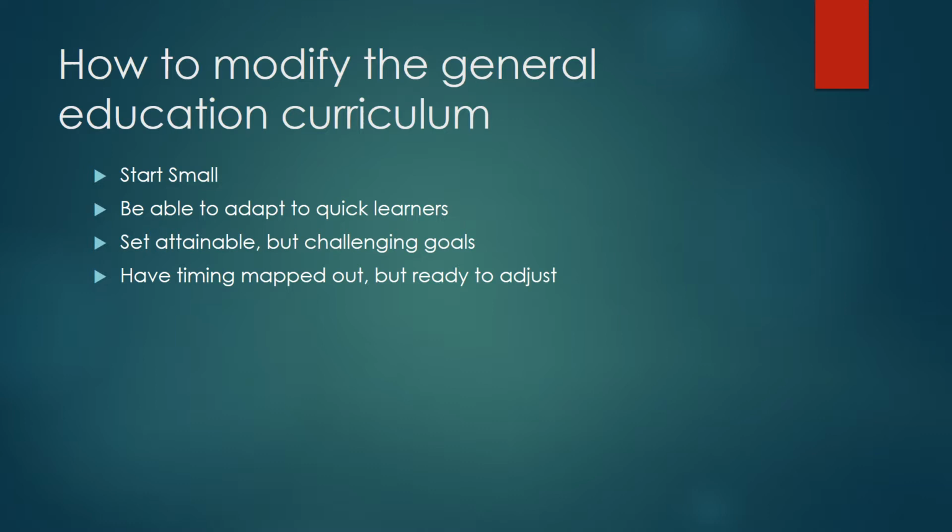And then also have timing mapped out but ready to adjust. That's what we've been talking about this whole time: proactively planning. And that's that timing mapped out. But understand that maybe every student, maybe some students, maybe only one student is going to need more time. Allow that to happen and not create disruption in the flow of the class.